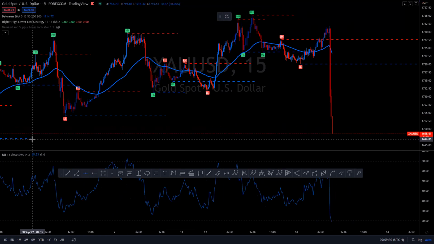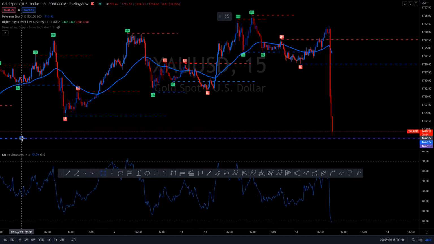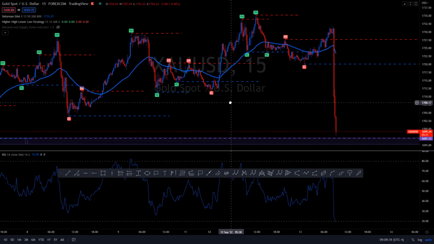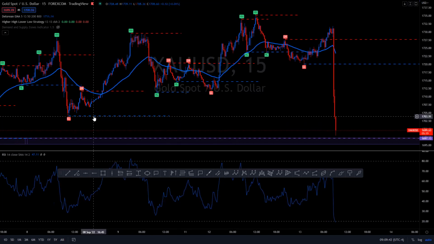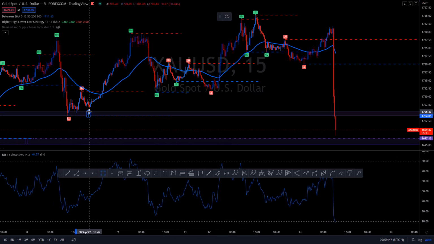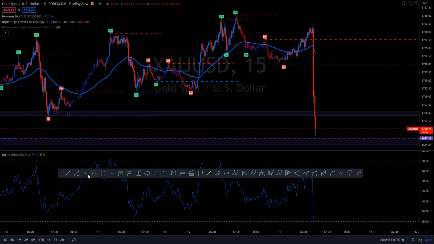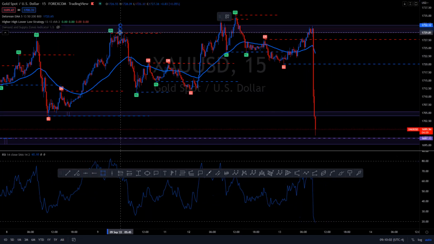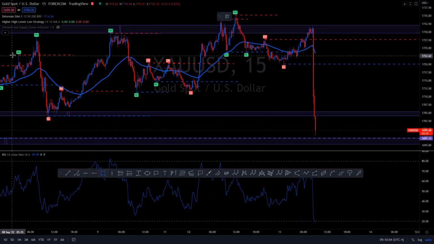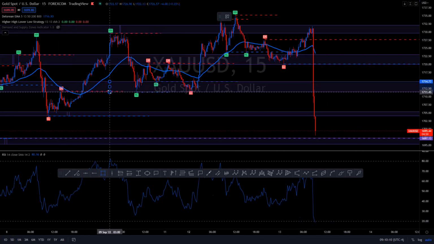So we see that there is a demand zone here. So I'm going to draw that. And then we have a valid demand zone here as well. Of course, when price dropped here, supply zone up here. Draw like that.